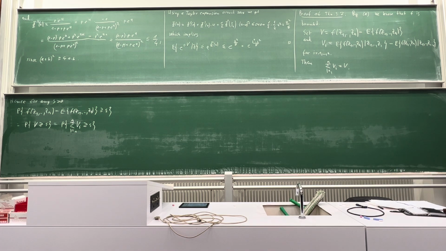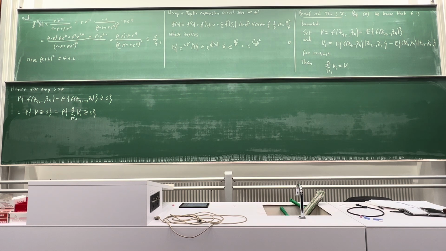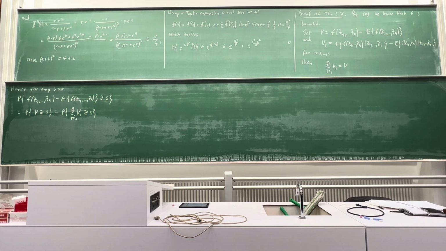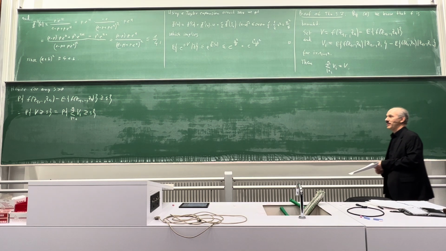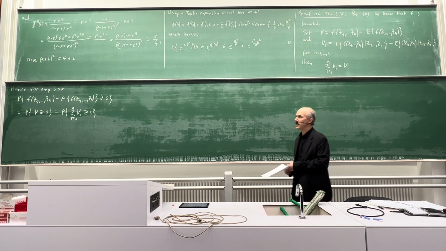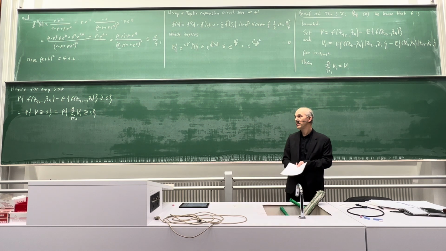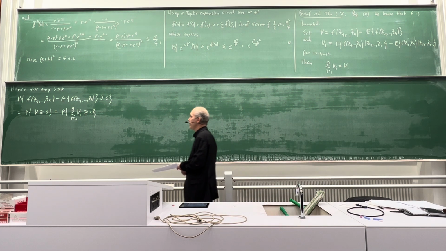And now we make the Chernoff exponential bounding trick. This sum greater equal epsilon is the same as s times the sum greater equal s times epsilon, and then by monotonicity of the exponential function, this event is contained in the event that e to the power s times this sum is greater equal than e to the power s times epsilon.